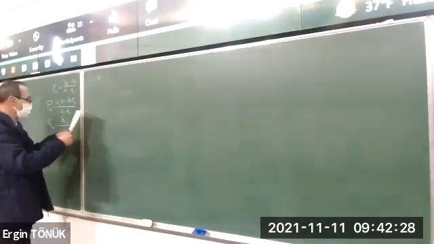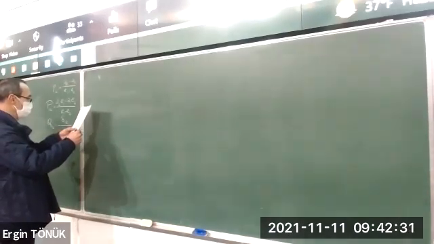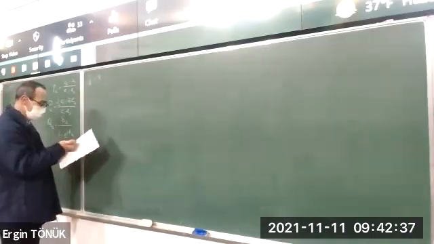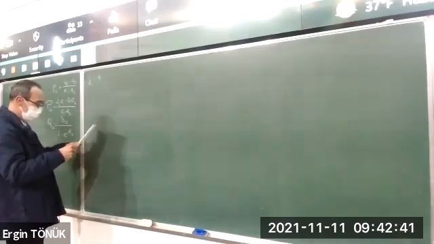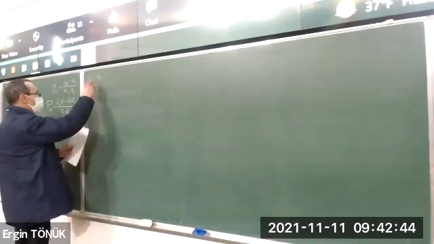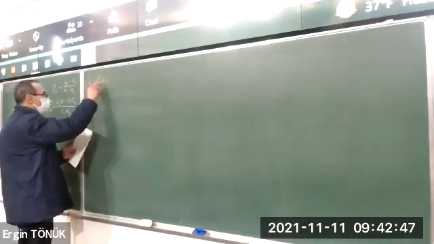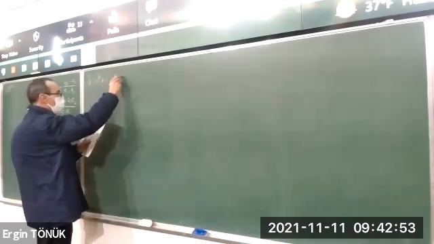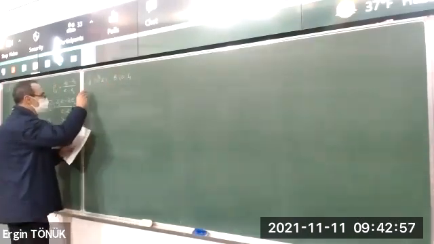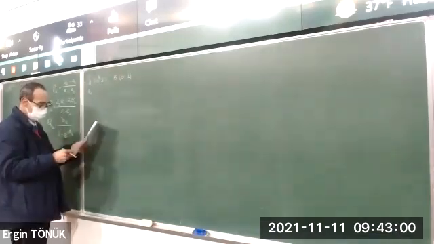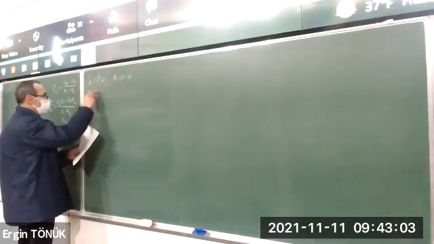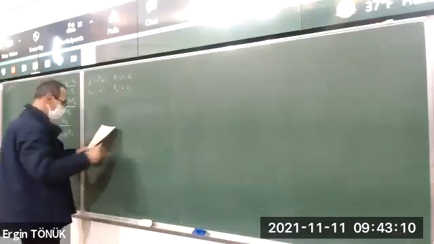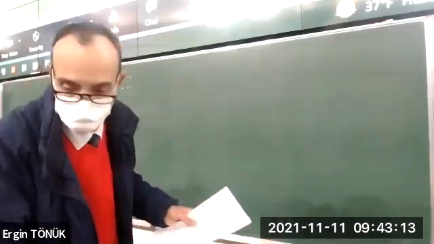Let's see this time. A1 is 0,2. B1 is 0,1. B2 is 1,2. B2 is 2,2. So what we have is something like this.